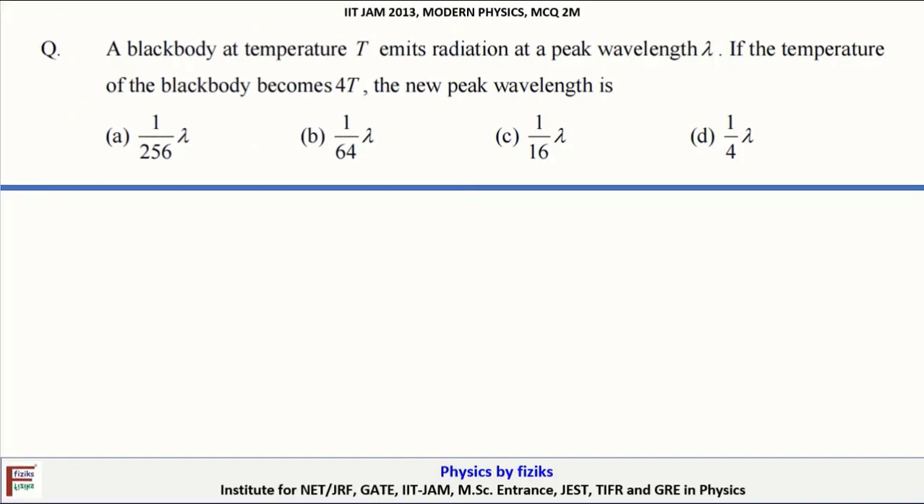We are discussing the IIT-JAM 2013 Modern Physics problem. Here we are discussing an MCQ of 2 marks. The statement of the question is: a black body at a temperature T emits radiation at a peak wavelength lambda. If the temperature of the black body becomes 4T, the new peak wavelength is. So we have to determine the new wavelength.